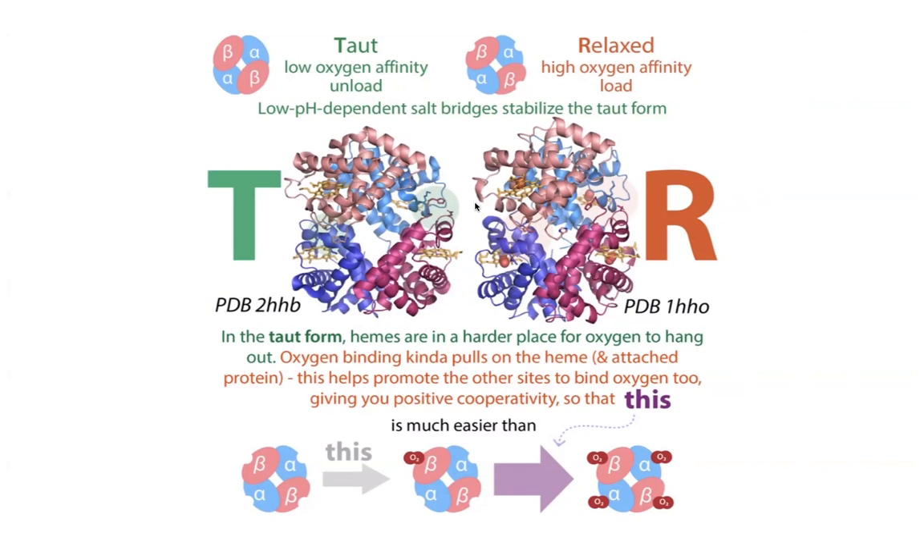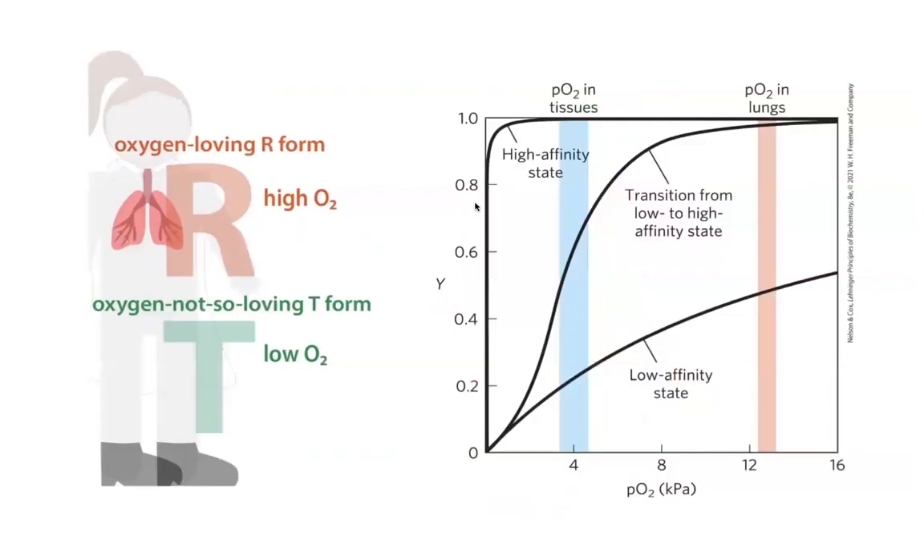But the taut form is called taut because it's going to involve more of these salt bridges between the different subunits. But it will have a bigger hole in the central cavity. The taut state is basically your weaker binding affinity, and then the relaxed state is where you have a higher binding affinity. And what happens is that when you bind that first oxygen, you stabilize the R state, making a higher affinity for the subsequent sites to bind.